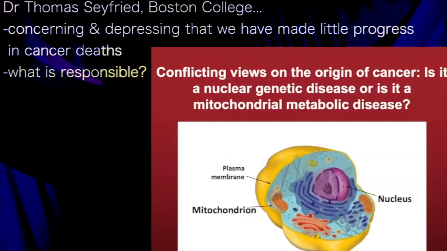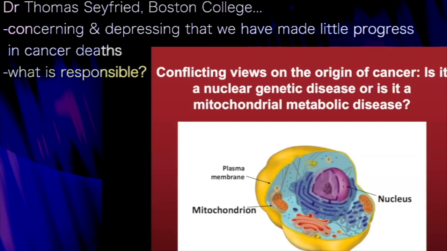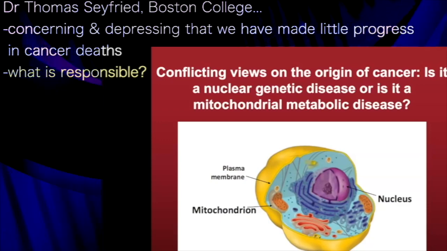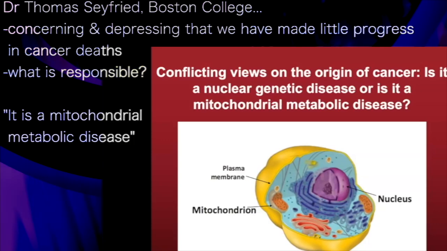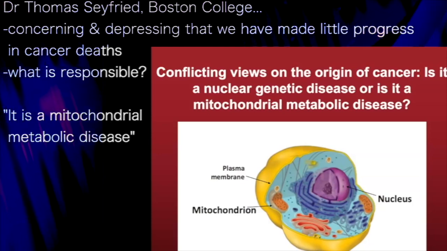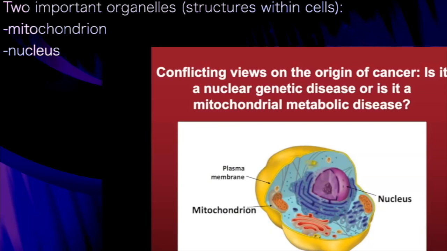And in my mind, it has to do with the view of how we understand cancer. Is cancer a nuclear genetic disease, or is it a mitochondrial metabolic disease? And I'll be discussing information that shows that cancer is primarily a mitochondrial metabolic disease. And what's shown here is a cartoon of a cell pointing out two of the critical organelles, the mitochondrion and the nucleus.